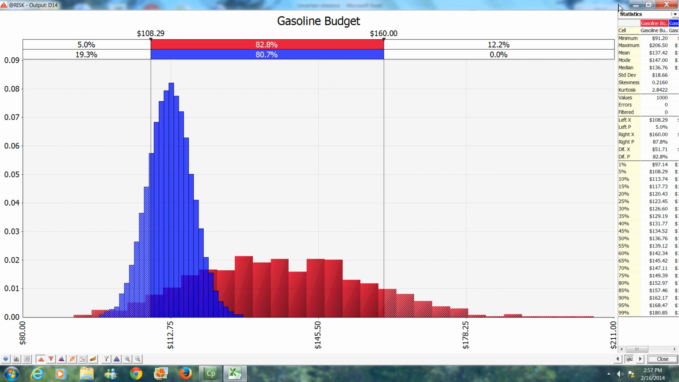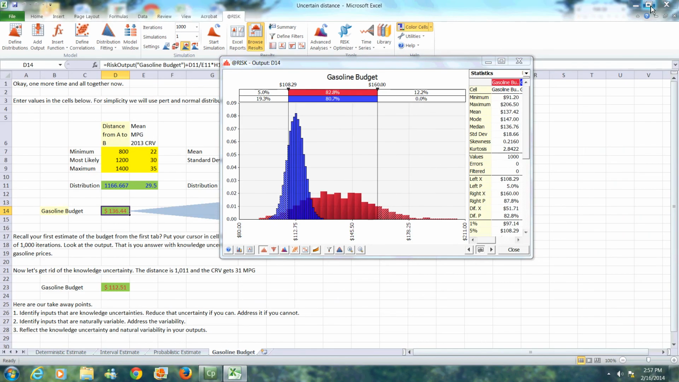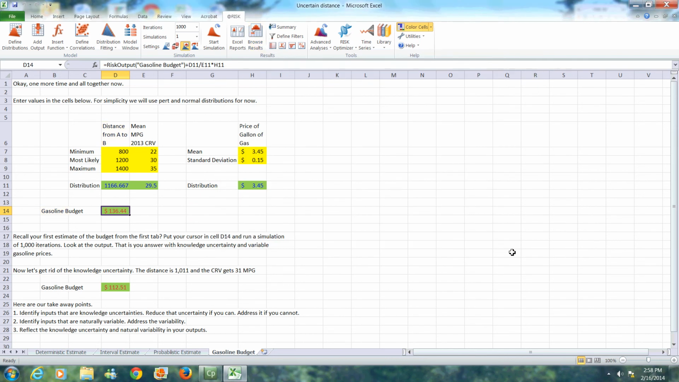Okay? So this little exercise was to demonstrate a couple of facts about knowledge uncertainty and natural variability. We've shown you how you can handle knowledge uncertainty using an interval estimate, and that's better than a deterministic estimate. A probabilistic estimate is even better than an interval estimate. And if you can eliminate knowledge uncertainty, you can get a much better answer to whatever kinds of problems you're dealing with. So please feel free to work this exercise, and if you have questions, ask them in class.